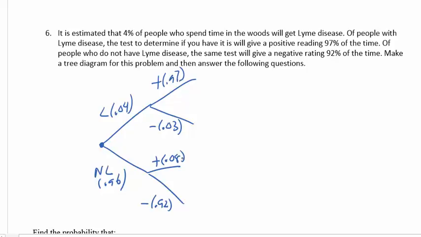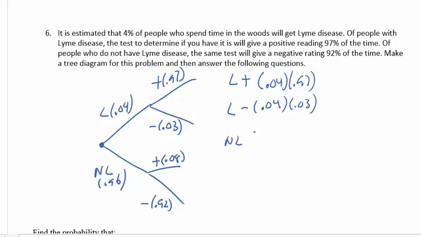Okay, so what this allows us to do then is we can organize this to have that you have Lyme disease with a positive result is 0.04 times the 0.97, and Lyme disease with a negative result is the 0.04 times 0.03. That you don't have Lyme with a positive result is 0.96 times 0.08, and that you don't have it with a negative result is 0.96 times 0.92. And then we'll go look at our questions.